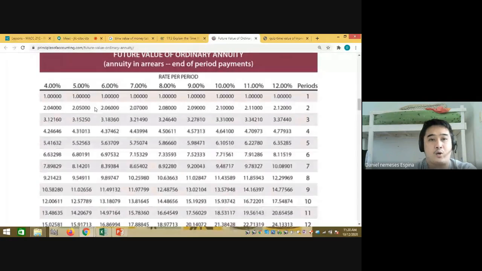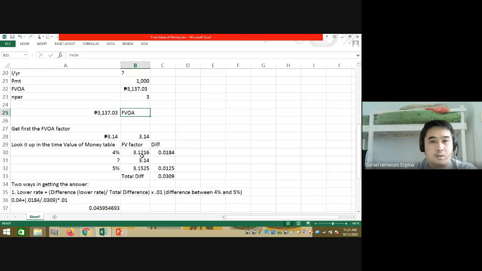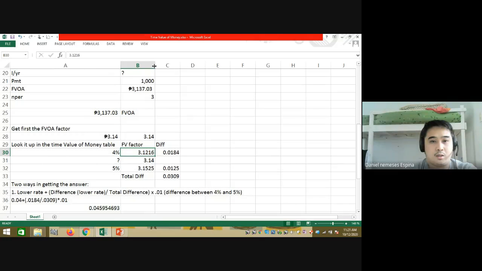Okay? So you have the option to do trial and error, but again, it's inefficient. So for that we will use the interpolation method. So how do we use the interpolation method? Okay, so we just copy paste. Right, so the 4% factor is 3.1216.